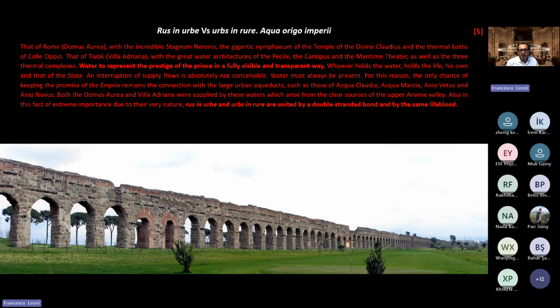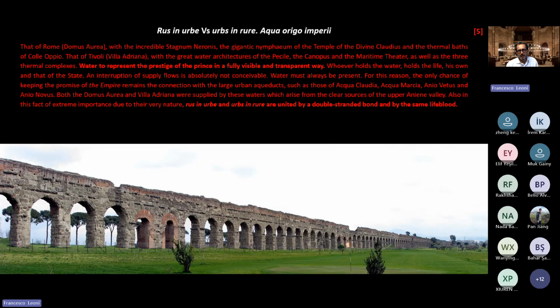Domus Aurea in Rome, with his incredible Stadium Neronis, that big pond afterwards replaced by the Colosseum, and the gigantic nymphaeum of the Temple of the Divine Claudius and the thermal bath of Coleoppio. In Tivoli, instead, in Villa Adriana, the great water architectures of the Pecile, the Canopus, and the Maritime Theatre, as well as the 3 thermal complexes.